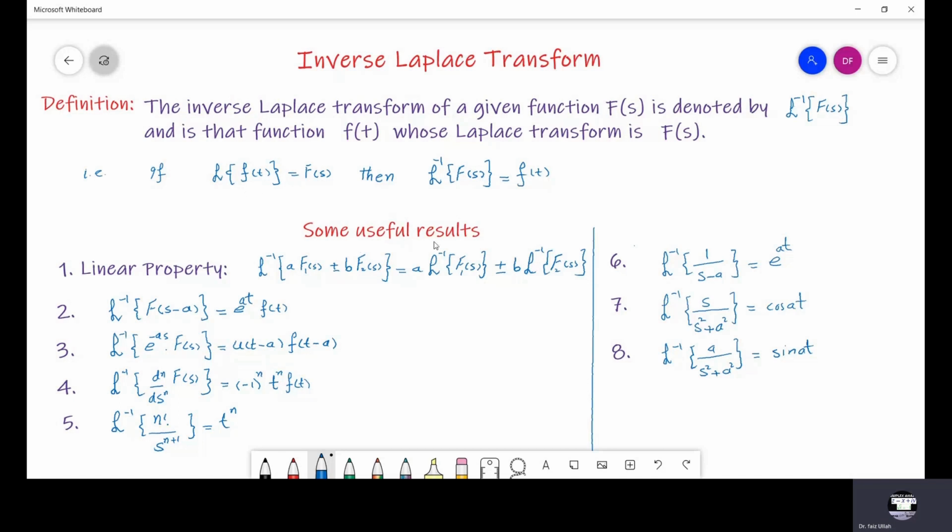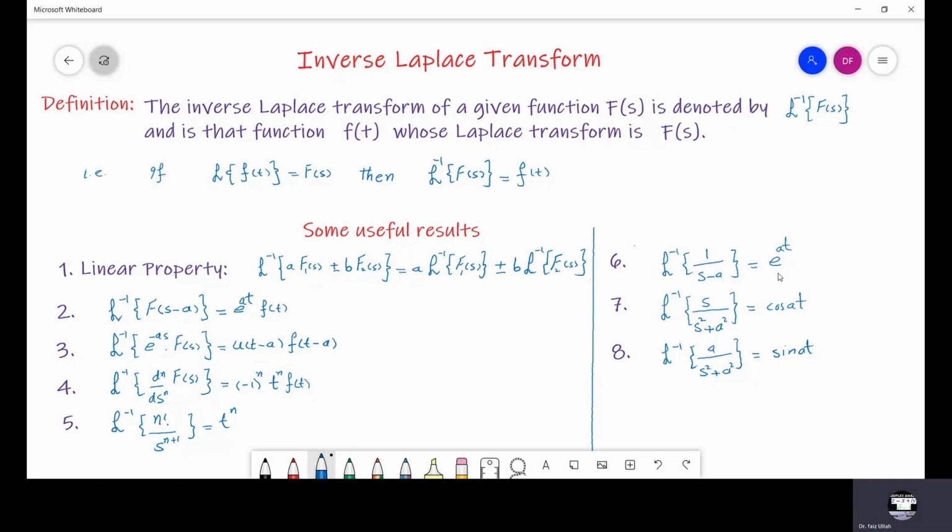Let us see some useful results. We know that the Laplace transform of sin at is a over s squared plus a squared. So the inverse Laplace transform of a over s squared plus a squared is equal to sin at. Similarly, the Laplace transform of cos at is s over s squared plus a squared, so the inverse Laplace transform of this is equal to cos at.